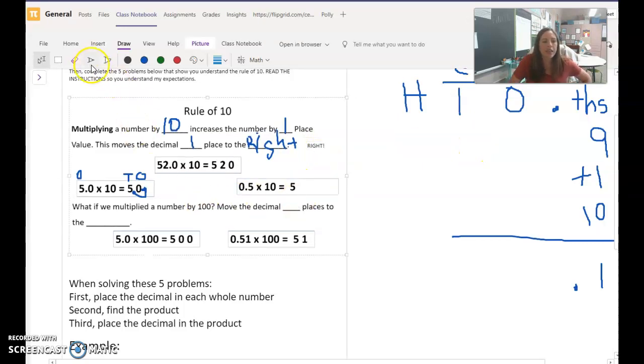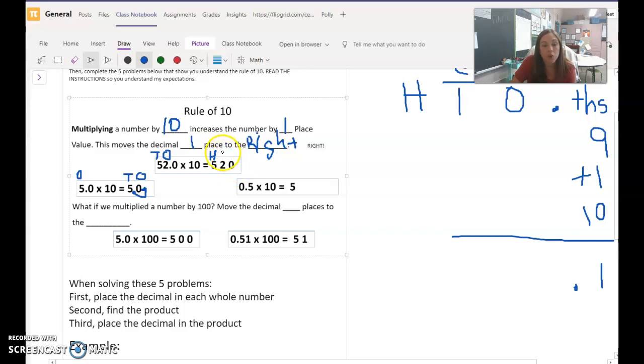Okay, let's take a look at our second example. 52 times 10. Well, we know if we multiply 52 times 10, that is 520. Let's check and see if our place value still moved one time. When we begin, our 5 is in the tens in 50, and we have 2 ones. So our 2 is in the ones place value. After we multiply it by 10, we're at 520. What place value is the 5 in? Well, it's in the hundreds.